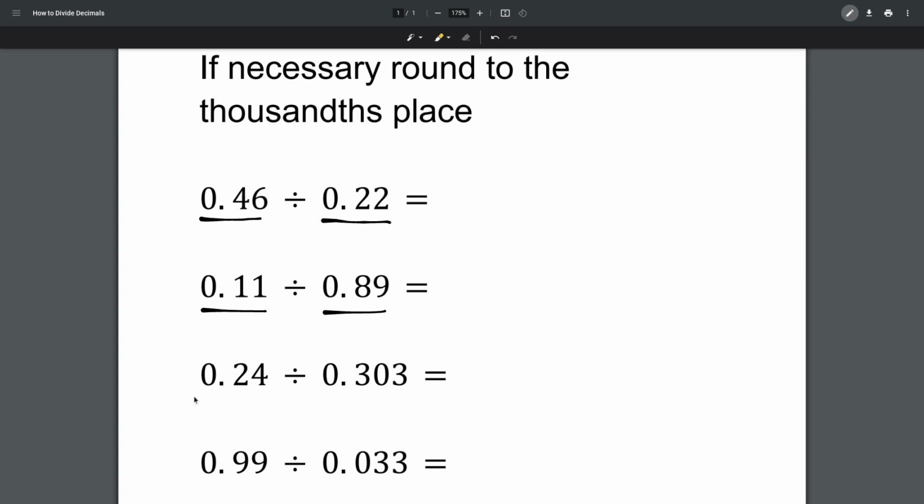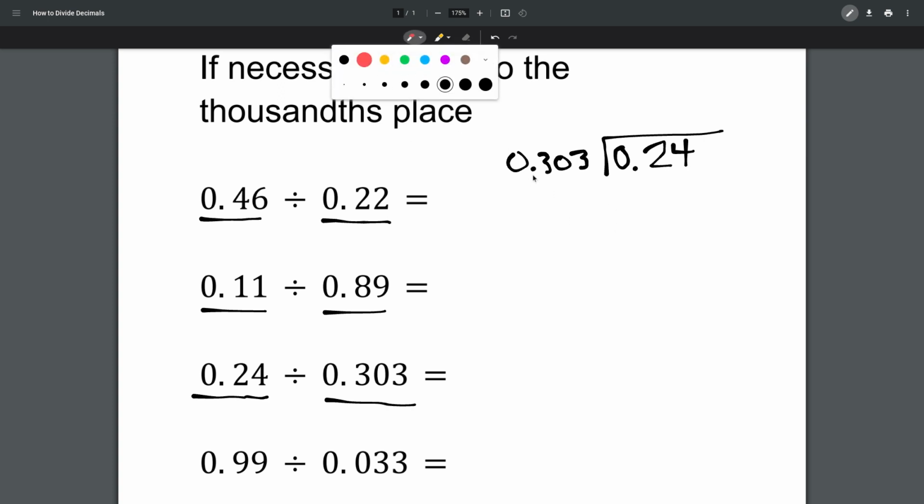All right, next one we have 0.24 divided by 0.303. So let's write 0.24, and we're dividing by 0.303. So in this case, we are going to move the decimal point 1, 2, 3 places here. So I have to go 1, 2, 3, and I'm going to have to add a 0. And I'll place a decimal point here.